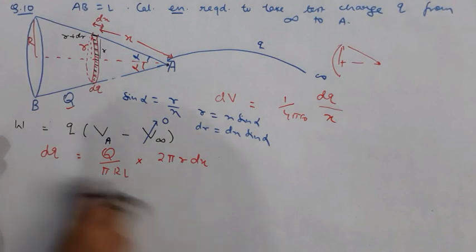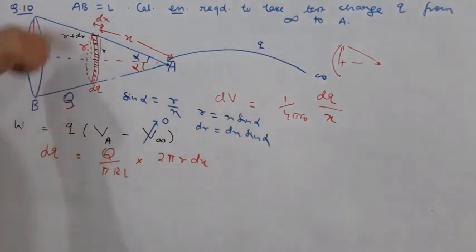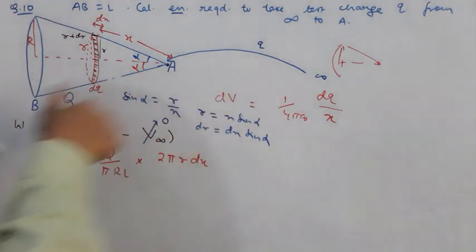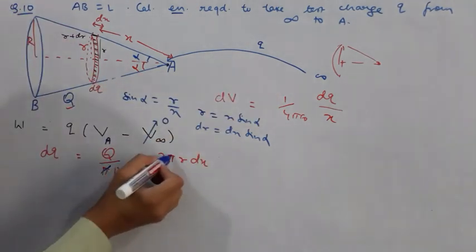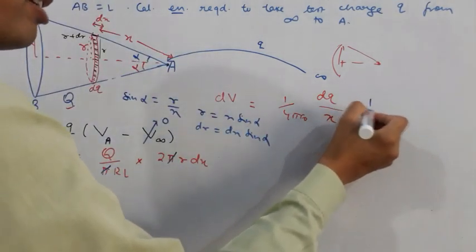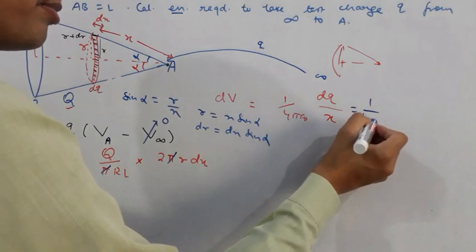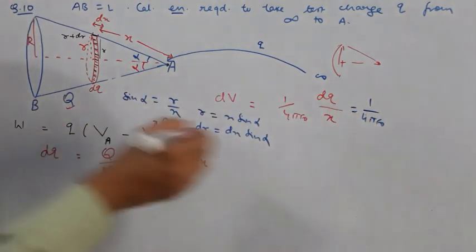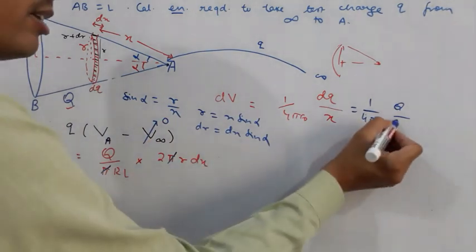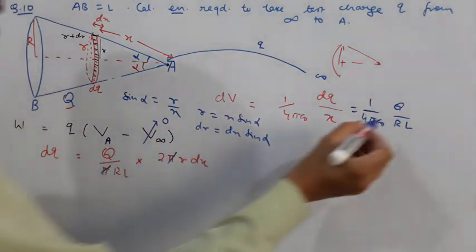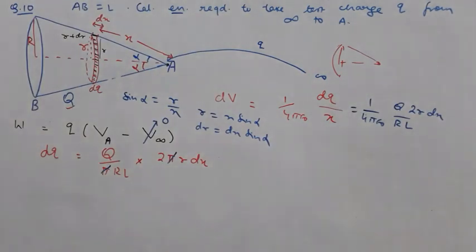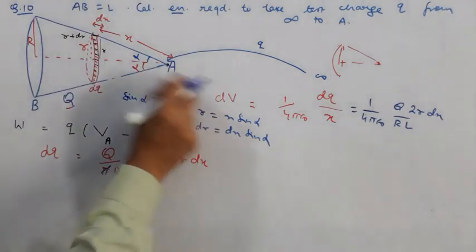So now when you are convinced that this surface area is this much, so this is the charge on this particular element, put this value over here. So pi will cancel. So what is left? This becomes 1 by 4 pi epsilon naught, dq I'll write as q upon rl times 2r dx. So this is the potential due to this ring.